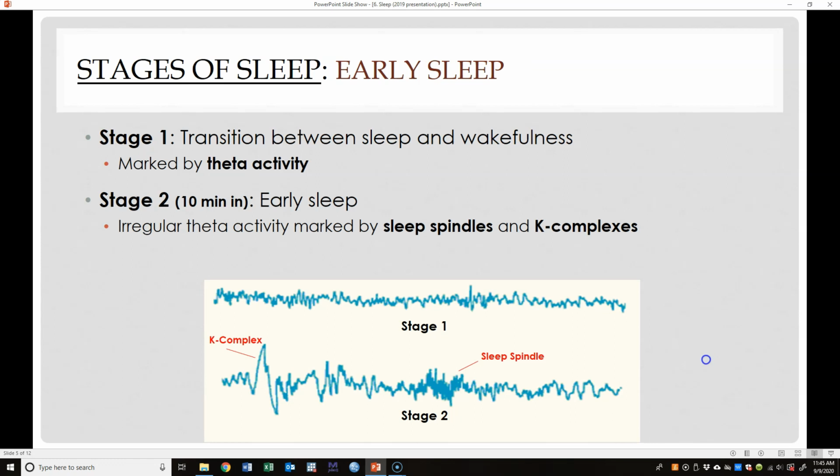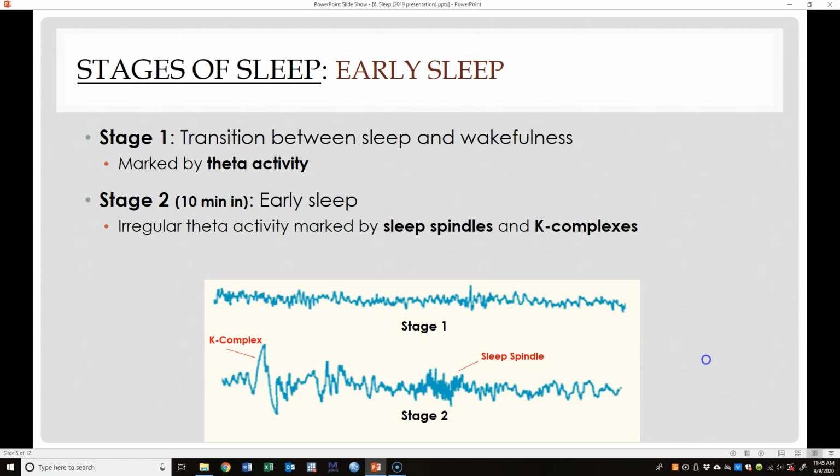All right, but let's say it's the end of the day, you're getting ready, going to shut down, okay? As you start to fall asleep, the way we start to identify sleep, again, is noticing changes in this EEG waveform.